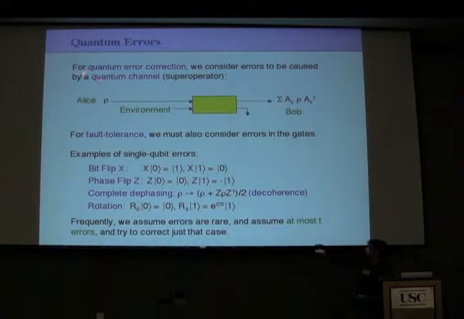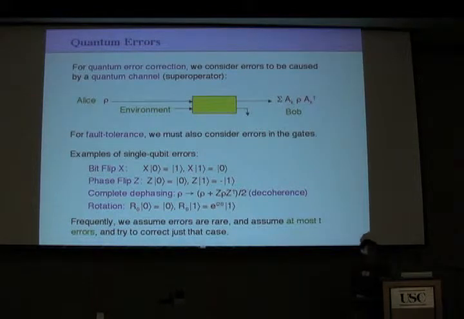Now, I should say we're not restricting the case to Alice having just her own state. It might be part of an entangled state that's correlated with something else, which I haven't drawn here. And we'd like, when Bob recovers it, to not just be able to decode and get back the state rho, but to preserve any entanglement that state rho had with the stored outside state that, again, is not depicted here. But of course, we haven't gotten to that yet. This is just what the error does.